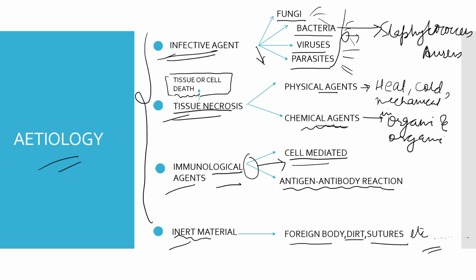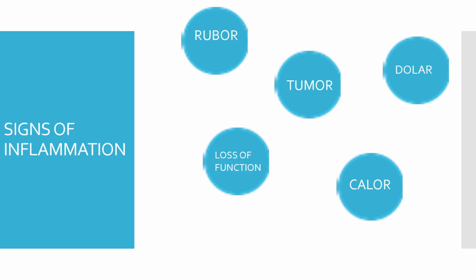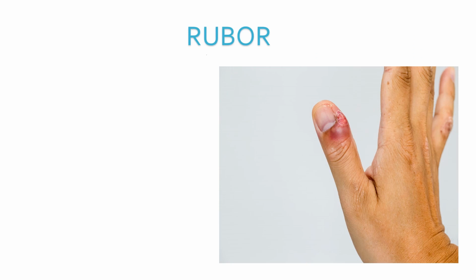Now next we are going to see the signs of inflammation, or the 5 cardinal signs of inflammation, that is rubor, tumor, dolor, loss of function and calor. Let's discuss the first one, that is rubor. What does rubor mean? Rubor basically means redness. So here in rubor we can see there is a congestion.